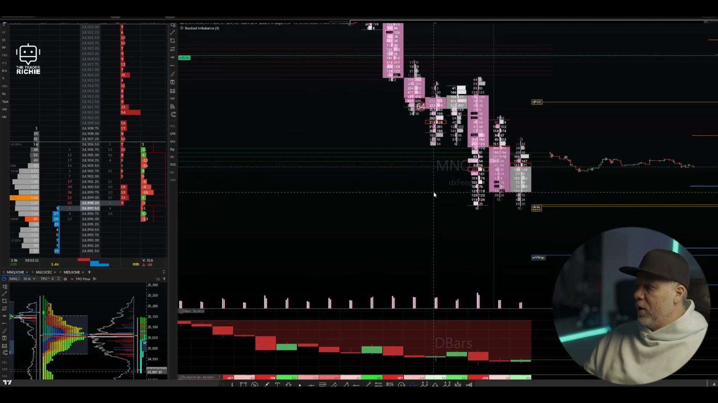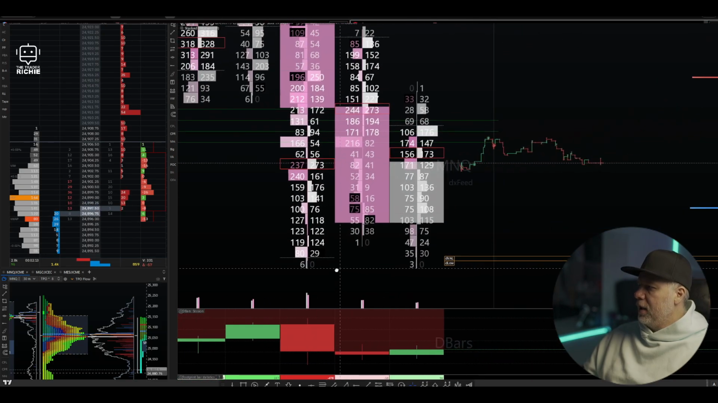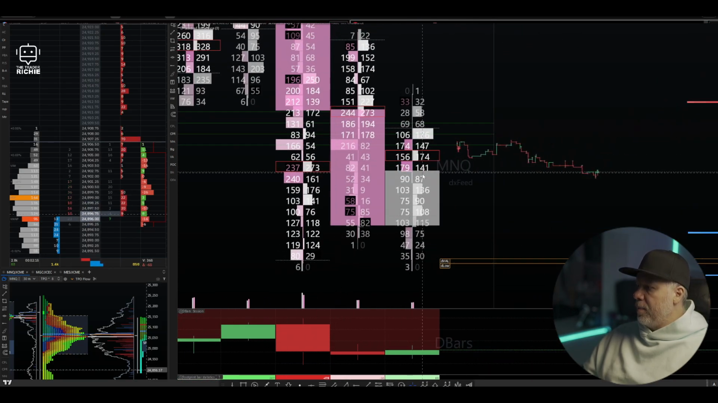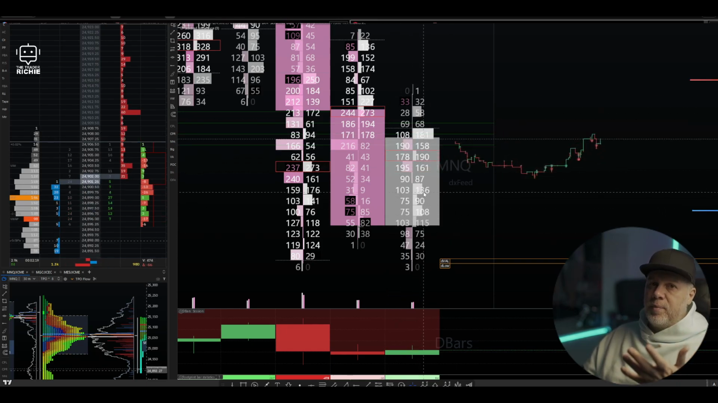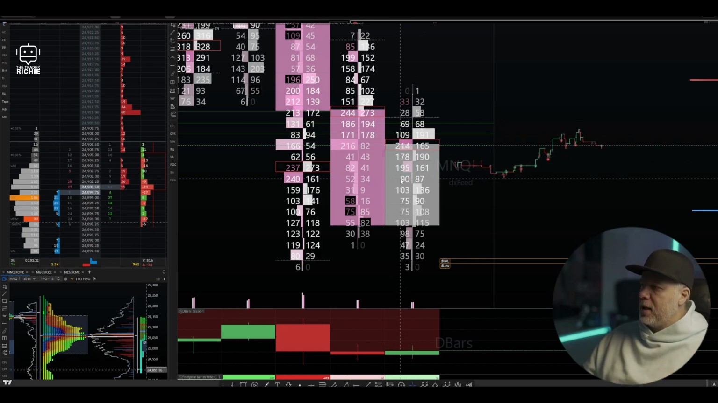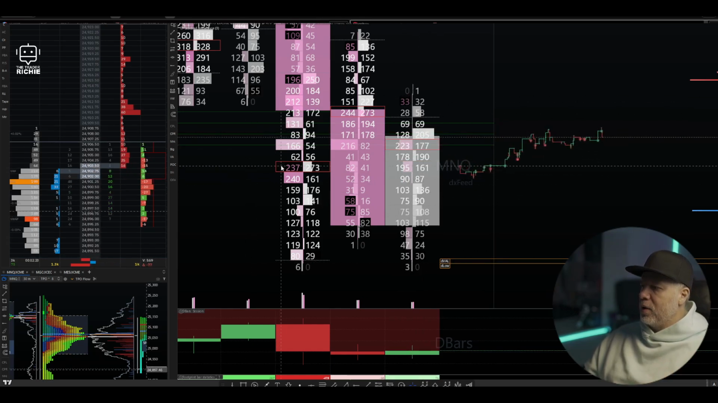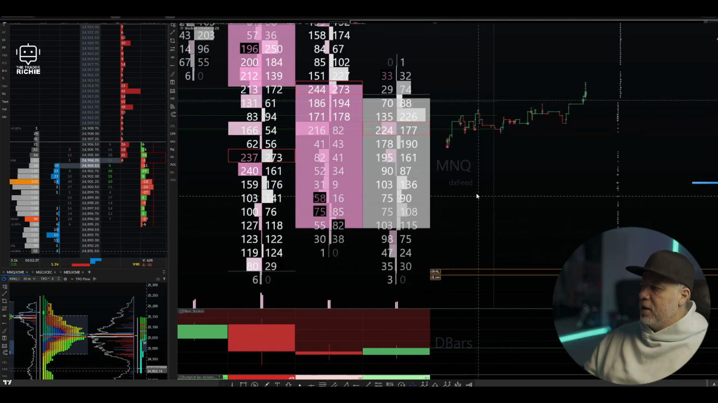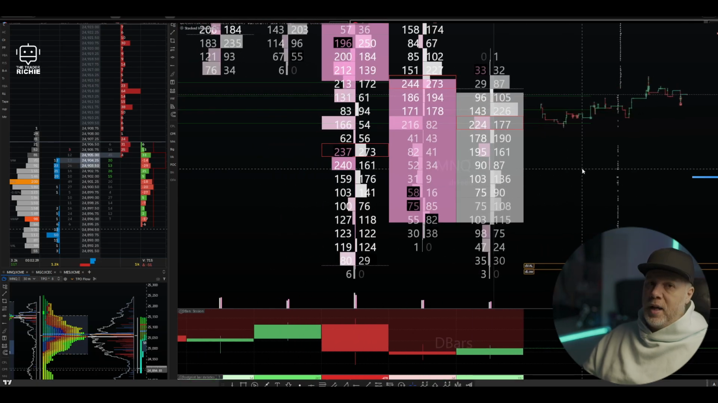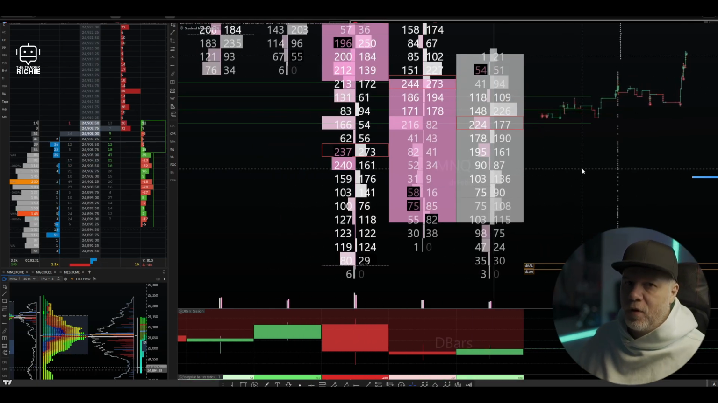So really, really good. It also shows me the bid and the ask. So it shows me how many people are buying, how many people are selling, and who's winning that battle. Are there imbalances in here? All of the above. This is where you're going to end up. Order flow is the final boss.